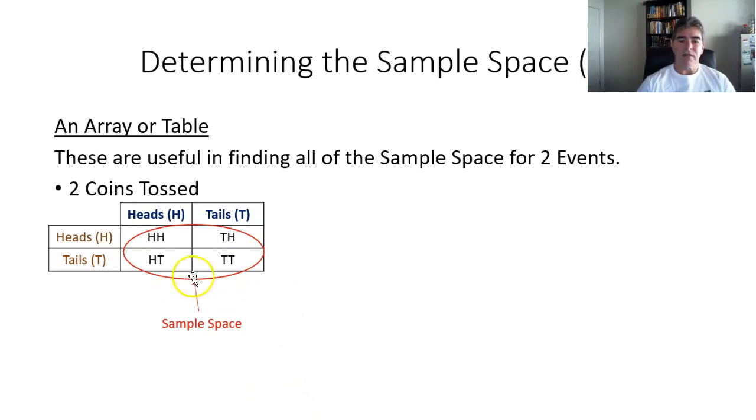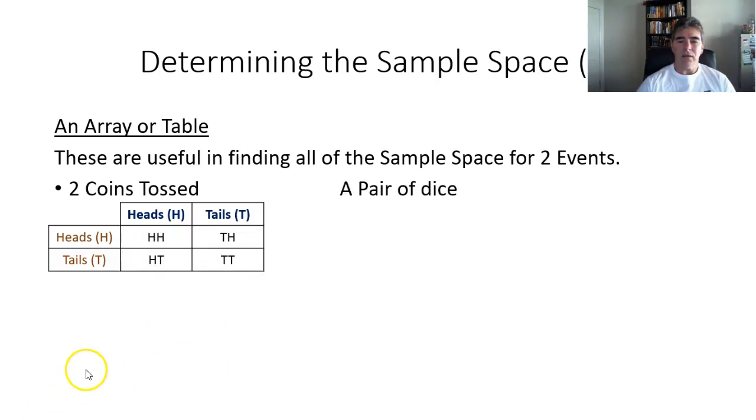We can see that there are 4 possibilities in our sample space, which, as I said before, is quite useful when we're trying to work out the probability of an event. For instance, if I wanted the probability of both heads, then that would be 1 in 4. But as I said, we'll talk about that at a later time.